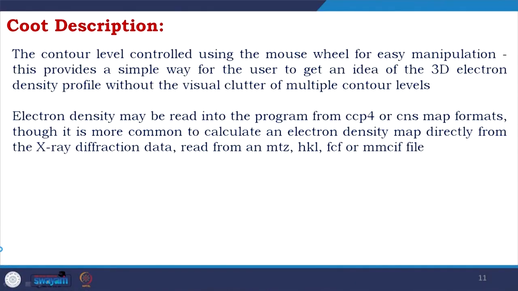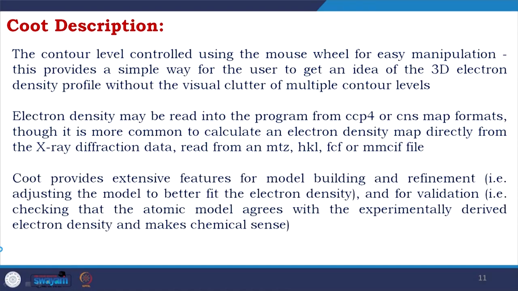Electron density may be read into the program from CCP4 or CNS map formats, though it is more common to calculate an electron density map directly from X-ray diffraction data read from an MTZ, HKL, FCF or mmCIF file. Coot provides extensive features for model building and refinement, adjusting the model to better fit the electron density. Like you have the electron density, you are developing the model manually.